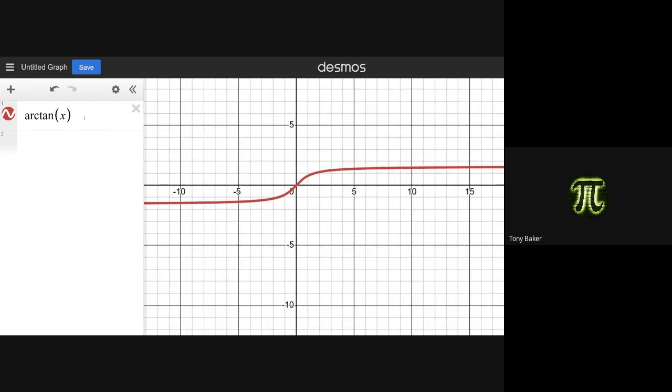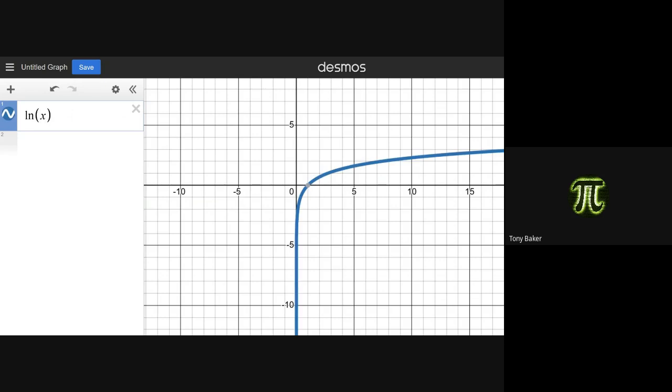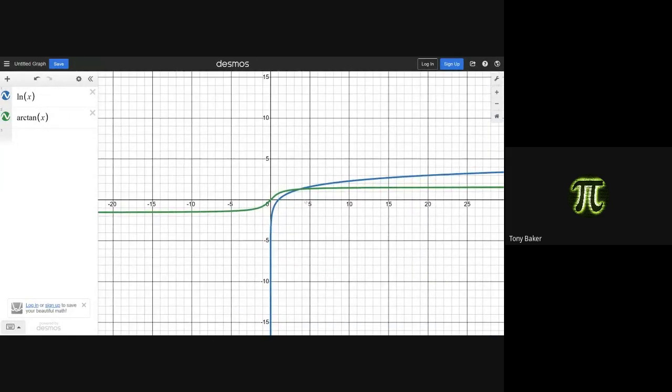Okay, the original. It's fine. All right, there's ln of x. What's it doing as you're getting closer to 0? It's going towards negative infinity, correct? As I'm getting closer and closer to 0, it's getting closer and closer to negative infinity. That makes sense? Everybody good there? Okay. Here's arctangent.